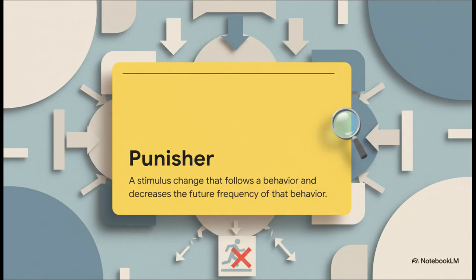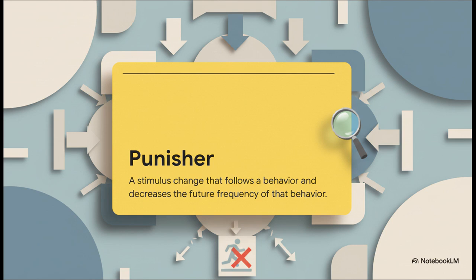First things first, let's get our core definition straight. What do we actually mean by a punisher? Now, in ABA, this isn't about anger or getting even. It's a very technical term. A punisher is simply any consequence that happens right after a behavior and causes that behavior to happen less often in the future. The key here, and this is really important, is that its effect is always measured by a future decrease. If the behavior doesn't go down, then whatever happened wasn't a punisher.